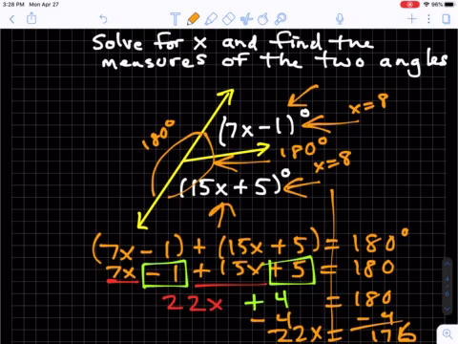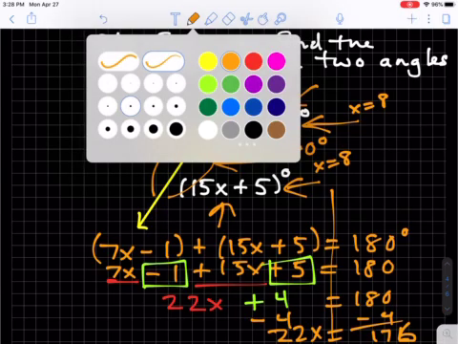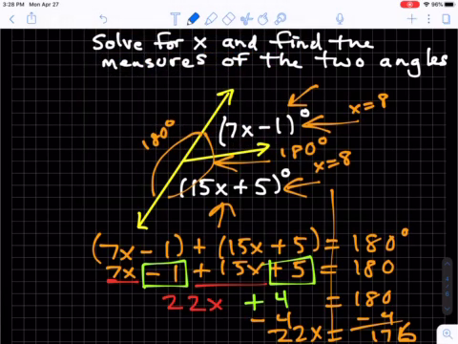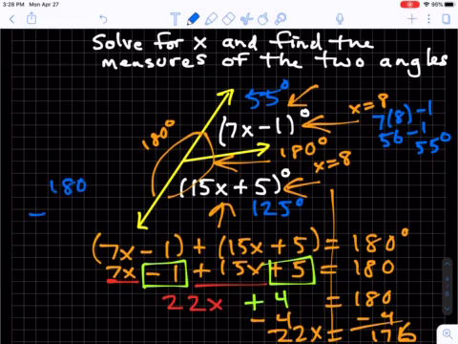I'm going to do this in another color so that it pops a little more. You have 7 times 8 minus 1. So that gives me 56 minus 1, which is 55 degrees. So once you know one of these, you can find the other one by doing the same thing, or you can just say, I know they're straight angles, so 180 minus 55 is going to give me what I need, and it should give me 125 if I did it right. Because 180 minus 55 gives me 125.